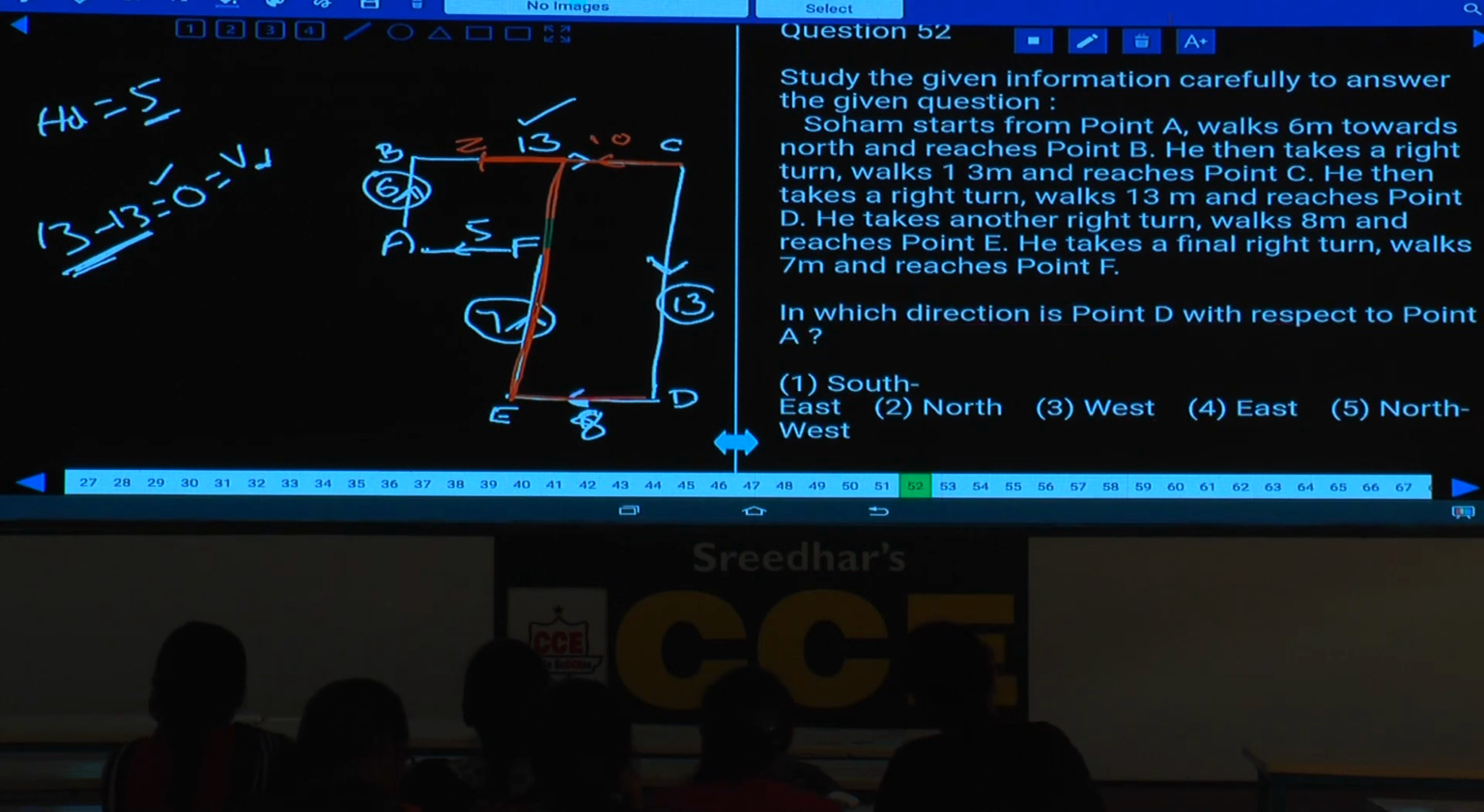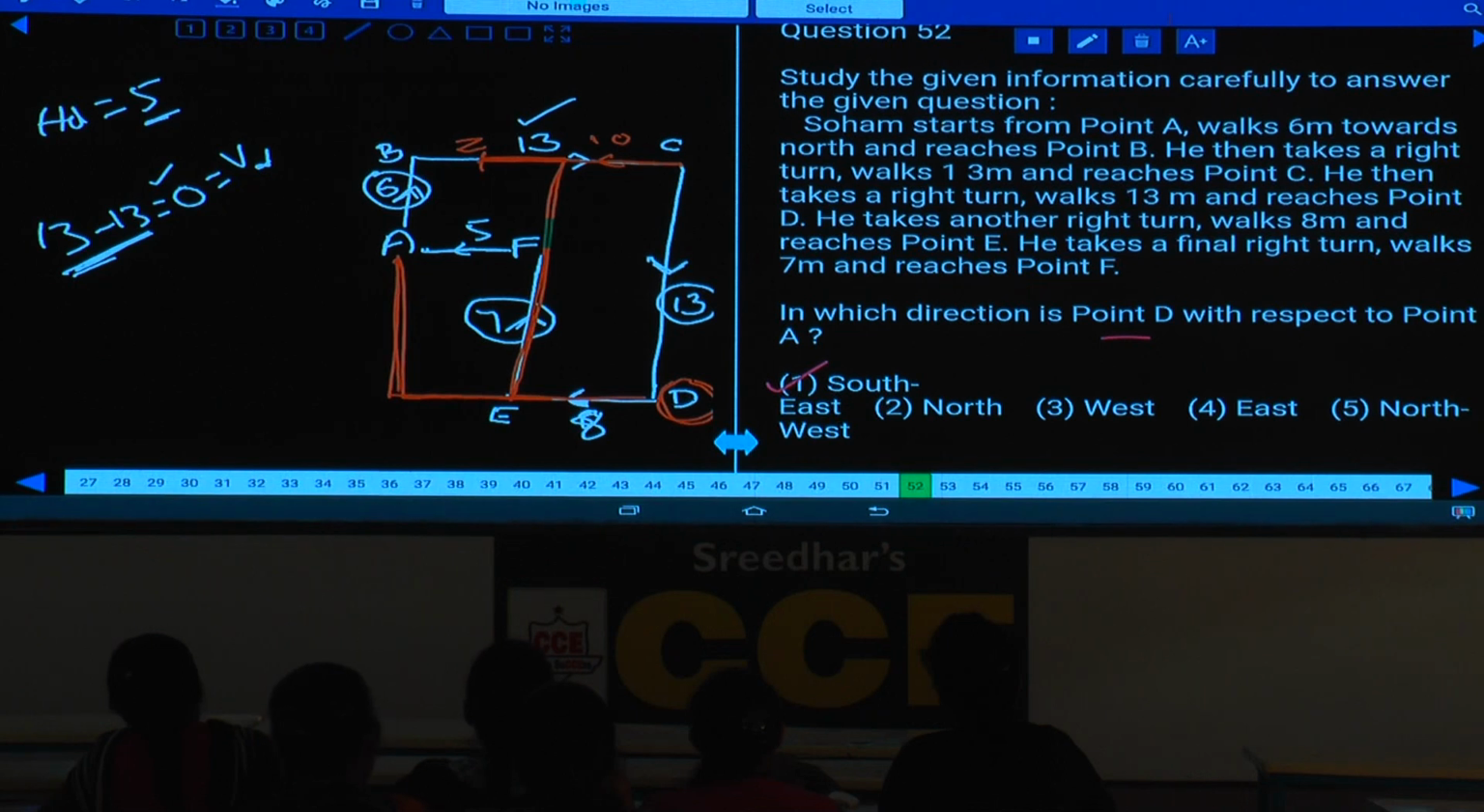Then 52, in which direction is point D with respect to point A? D is here and A is here. Now the question is about D with respect to A. From A, how are we supposed to move? First we should move towards south and the next one towards east. South and east, southeast is the answer. Southeast, that is given in choice 1. Are you following this one or not? From A, first we move towards south, then towards east, southeast.